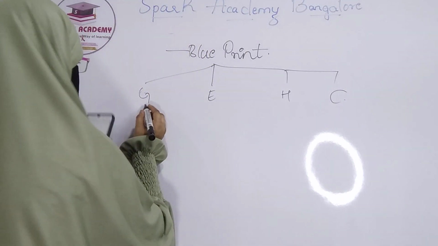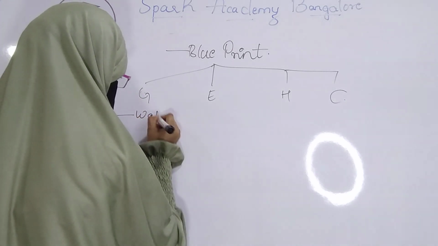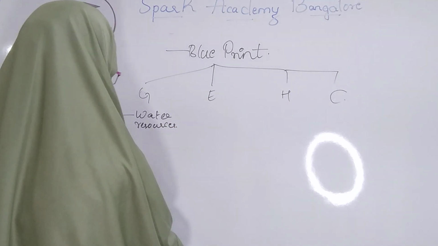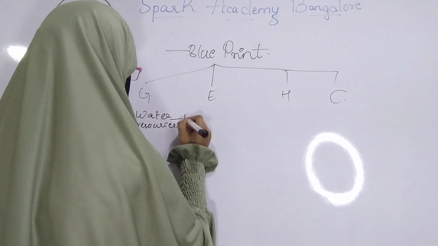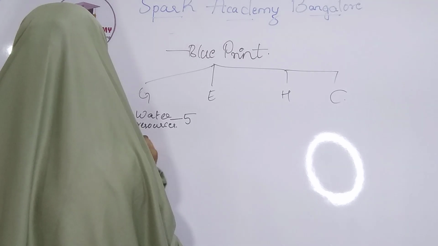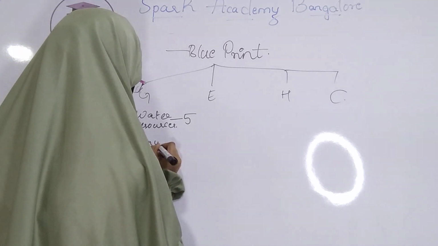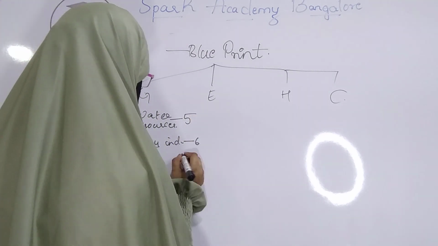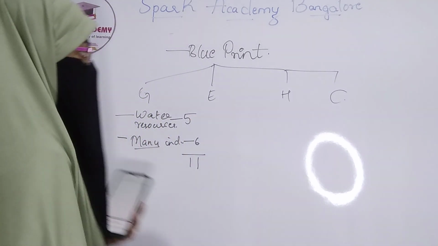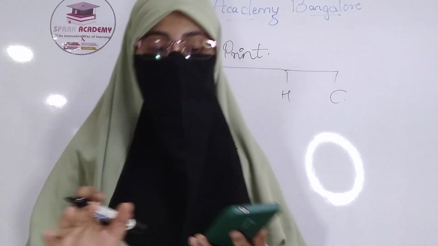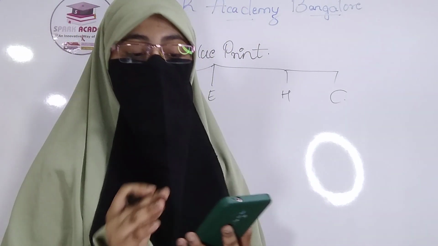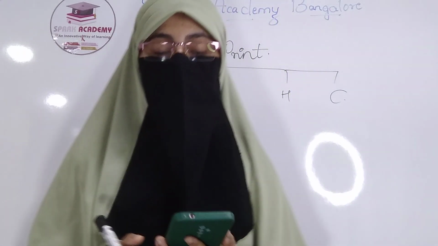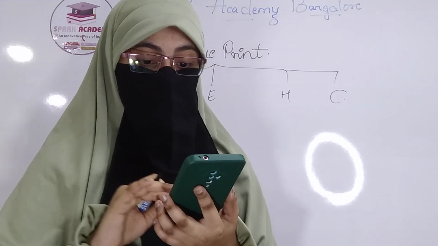Water resources first. In water resources it holds 5 marks. Then manufacturing industries holds 6 marks. So total 11. Here we have gained the 11 marks. If students find it easy to study the entire geography part, then well and good. Now moving on to the history part.